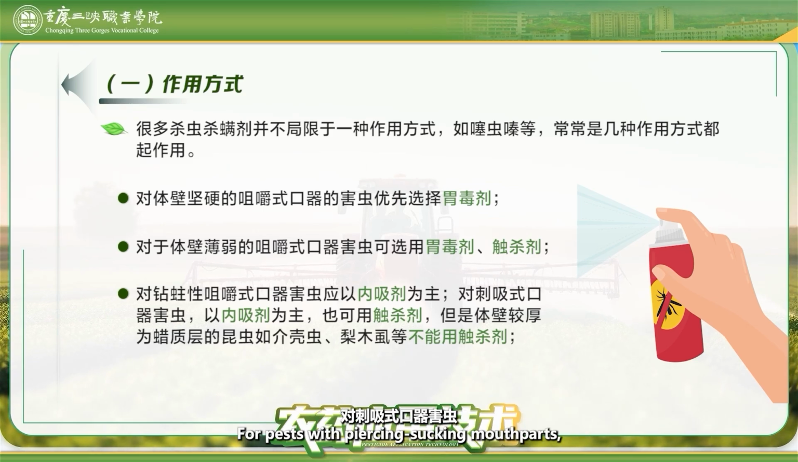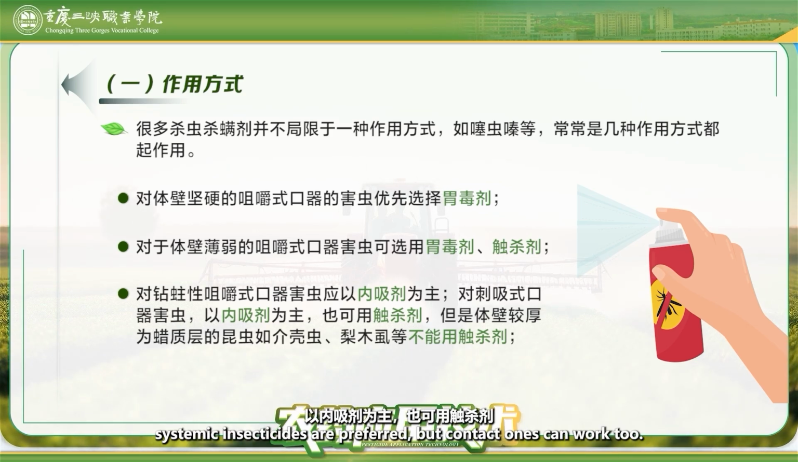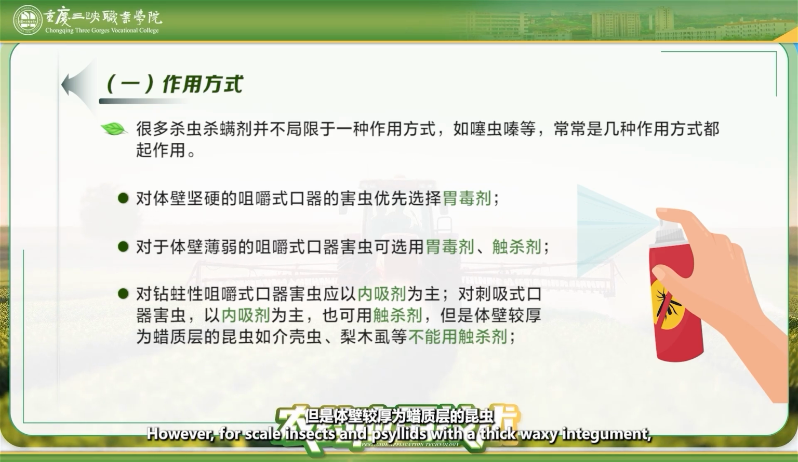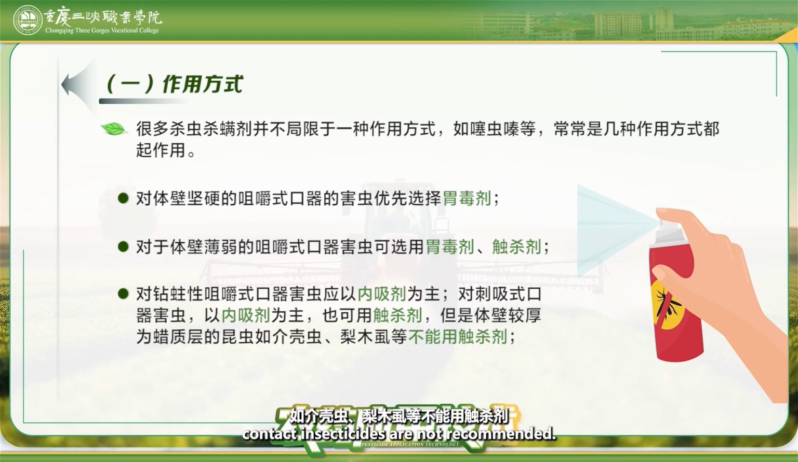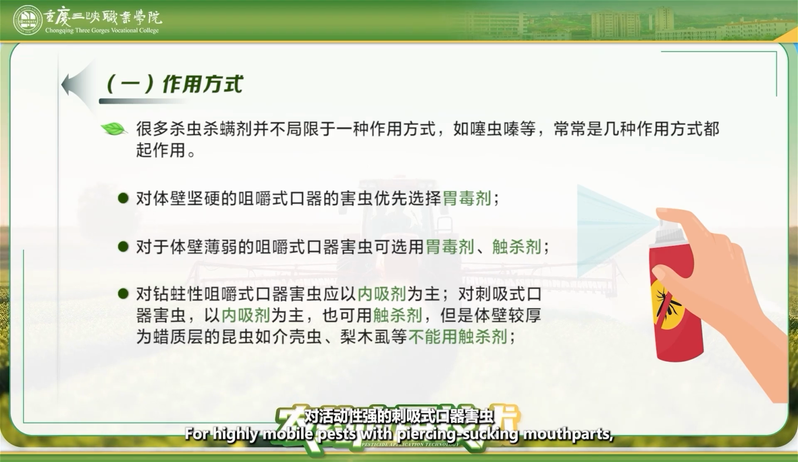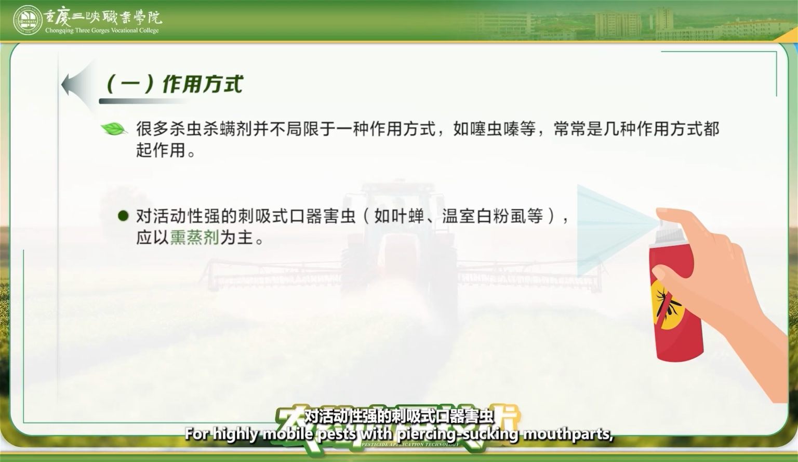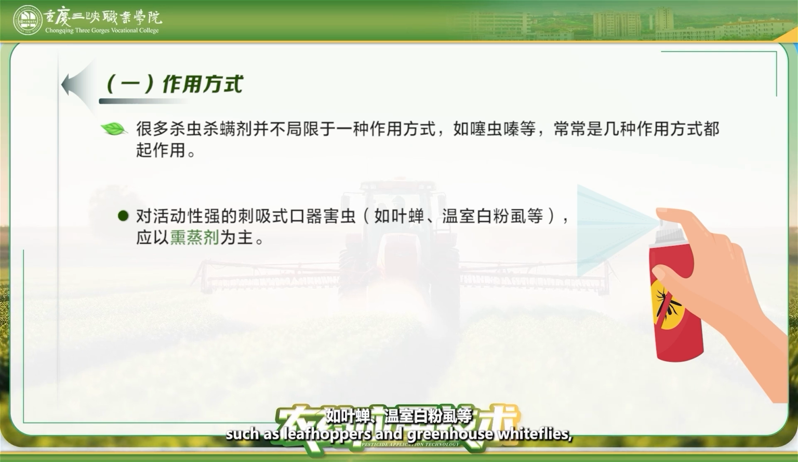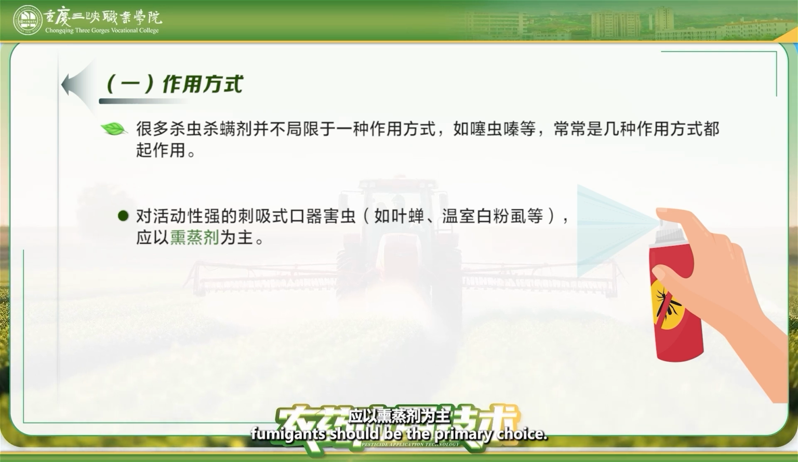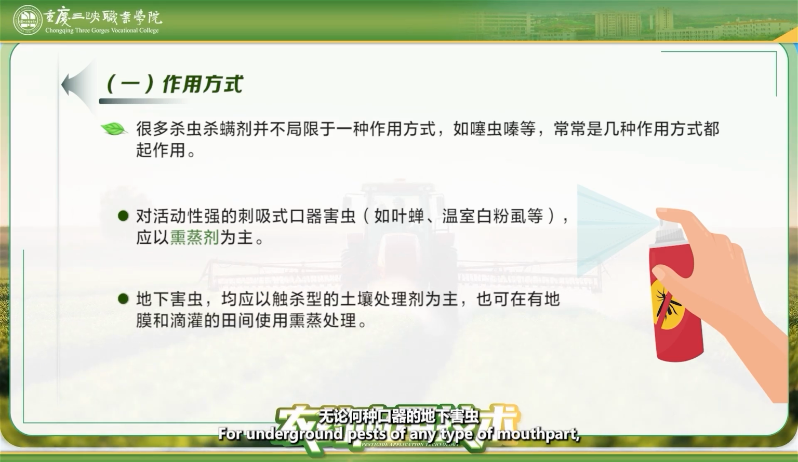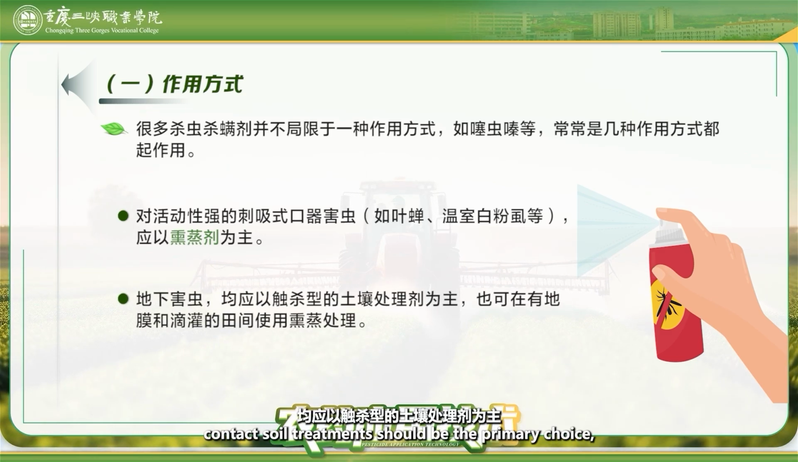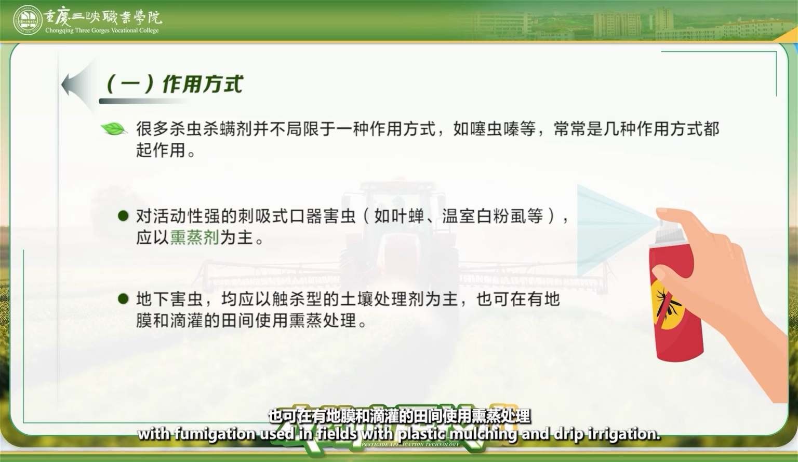For pests with piercing, sucking mouthparts, systemic insecticides are preferred, but contact ones can work too. However, for scale insects and psyllids with a thick, waxy integument, contact insecticides are not recommended. For highly mobile pests with piercing, sucking mouthparts, such as leafhoppers and greenhouse whiteflies, fumigants should be the primary choice. For underground pests of any type of mouthpart, contact soil treatments should be the primary choice, with fumigation used in fields with plastic mulching and drip irrigation.